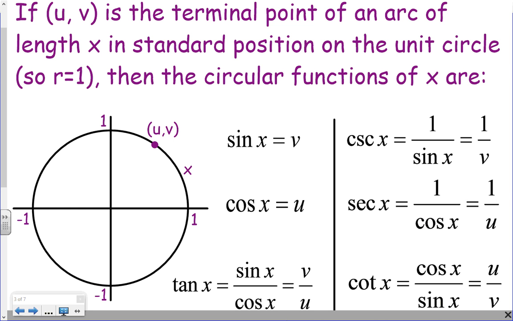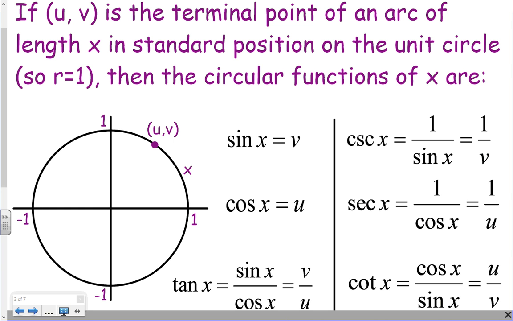Tangent of x is equal to v over u, since it's the ratio of sine over cosine. That's a quotient property we learned earlier in this chapter. In fact, we know the reciprocal and the other quotient properties there, so cosecant of x would be 1 over v, secant of x would be 1 over u, and cotangent of x would be u over v.